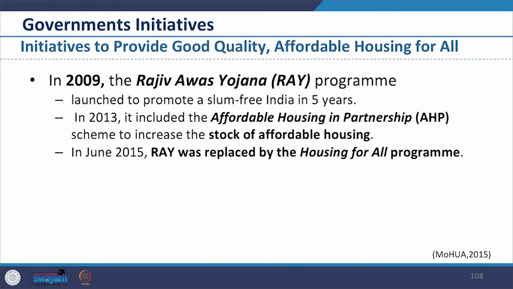We further see in 2009 the Rajiv Awas Yojana (RAY) program was launched to promote a slum-free India in 5 years. In 2013, it included the Affordable Housing in Partnership (AHP) scheme to increase the stock of affordable housing. In June 2015, RAY was replaced by the Housing for All program.